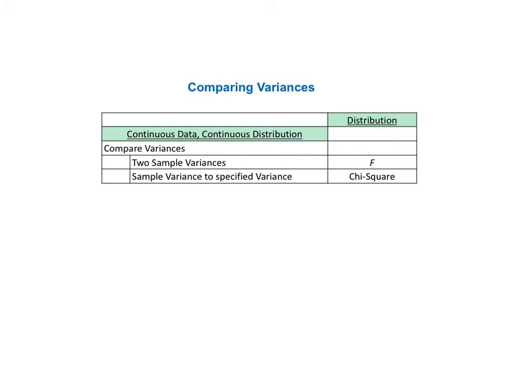In our table, still under continuous data, continuous distribution, we find two distributions listed under a section called Compare Variances. If we want to compare variances from two samples, we use the F distribution and the F test. If we want to compare the variance calculated from a sample to a specified variance, then we use the chi-square distribution and the chi-square test for the variance. As with the one-sample t-test, we specify the variance. It could be a target, a historical value, or anything else.